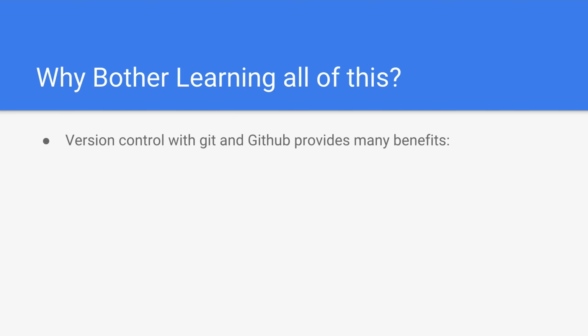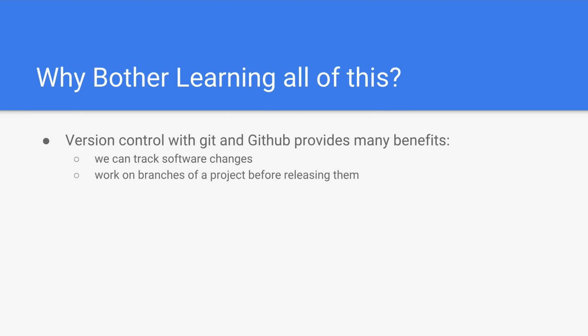Well, version control with Git and GitHub provides many benefits. For starters, we can keep track of software changes. As I said, this is beneficial because we may need to check to see what we implemented in the previous versions for inspiration. Maybe we want to see what we want to change over time, and it's just very beneficial to be able to revert back to previous versions if needed. We can also work on branches of a project before releasing them. Again, if there is a stable version of your software out there that users are using, you definitely do not want to mess that version up while you're working on new versions or new features.